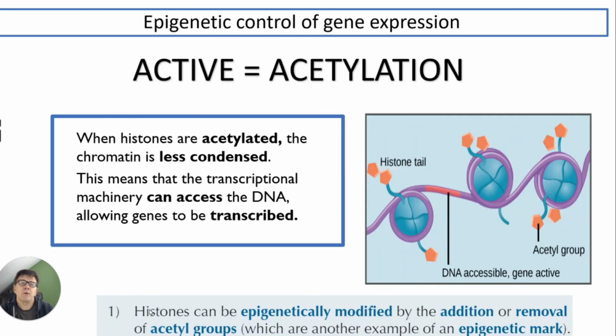So let's talk about when genes are active. In other words, there's active protein synthesis going on, the genes are switched on, and that's known as acetylation. When histones are acetylated, the chromatin is less condensed. This means that the transcriptional machinery can access the DNA, allowing genes to be transcribed.